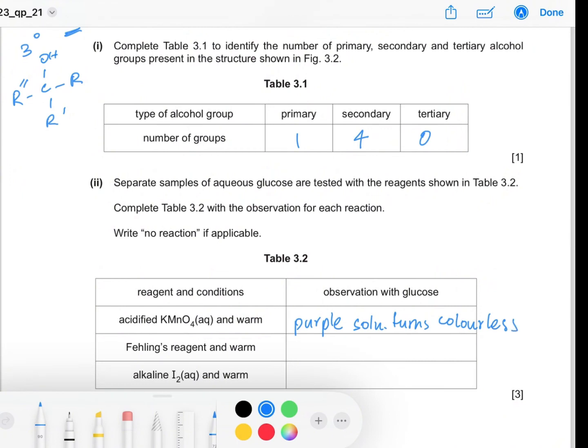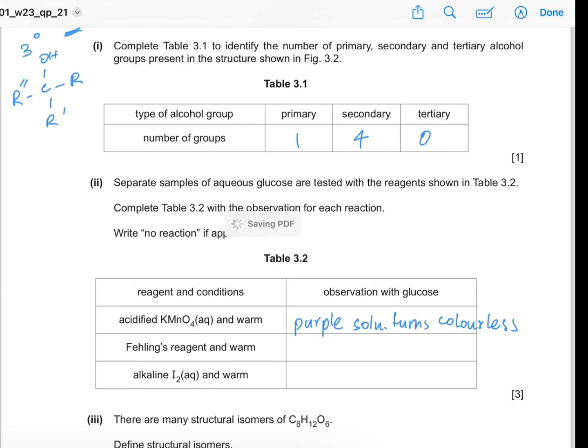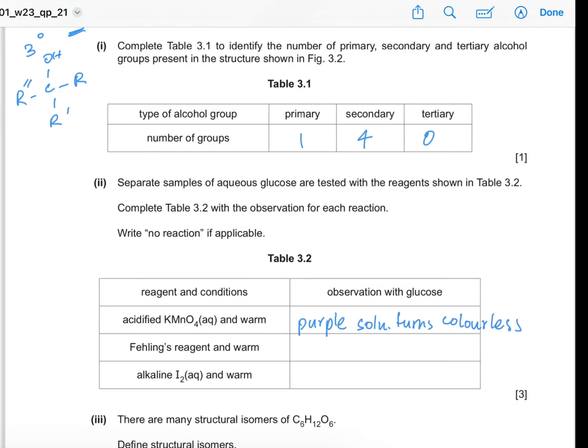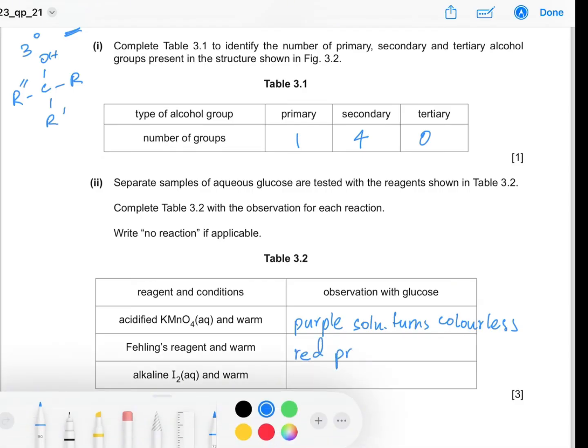And Fehling's reagent, when it's warmed, also reacts with the aldehyde group, and you would observe the formation of a red precipitate. As for aqueous alkaline warm iodine, this is the reagent used in the iodoform reaction. So in an iodoform reaction, you can have a positive result, which is the formation of a yellow precipitate.